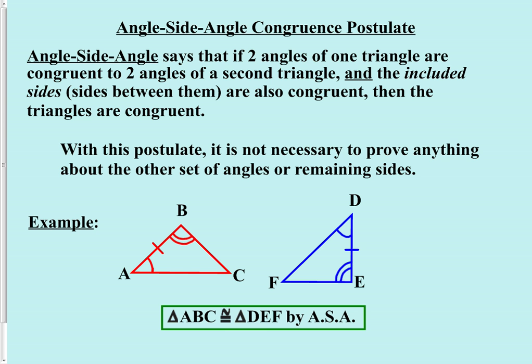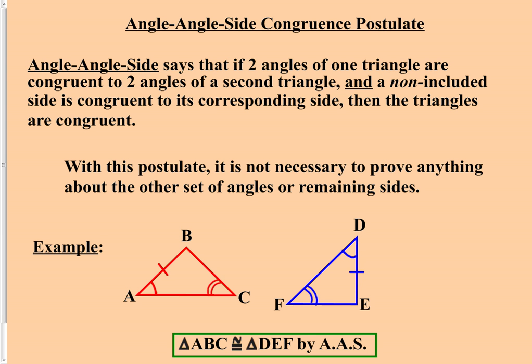You could say your triangles are congruent by angle, side, angle. And again, you have to be able to identify that that is the postulate that is being used, angle, side, angle. The last of the congruent postulates was angle, angle, side.